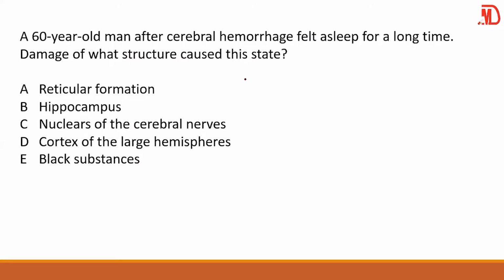A 60-year-old man, after cerebral hemorrhage, felt asleep for a long time. What damage of what structure caused this? First of all, you must know that the part of the CNS that controls sleep is what we call the reticular formation. The reticular formation is what is responsible for your sleep. So when there is a problem with the reticular formation, which is found in the CNS, definitely there will be impaired sleep, or there will be oversleep. So over here, we are looking for reticular formation, because that is in control of sleep. Your answer is A, reticular formation.